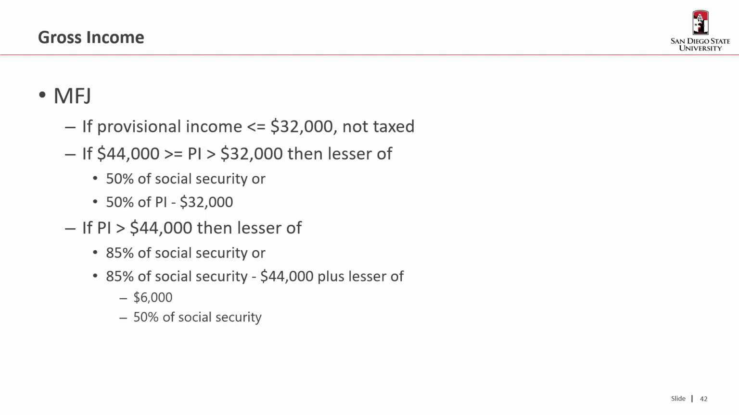If your PI is between $32,000 and $44,000, then the amount that's taxed is the lesser of 50% of your Social Security or 50% of your provisional income minus $32,000. If, on the other hand, your provisional income exceeds $44,000, then it's the lesser of 85% of your Social Security or 85% of your provisional income minus $44,000, plus the lesser of $6,000 or 50% of your Social Security. Wow, what a giant pain. Totally agree.